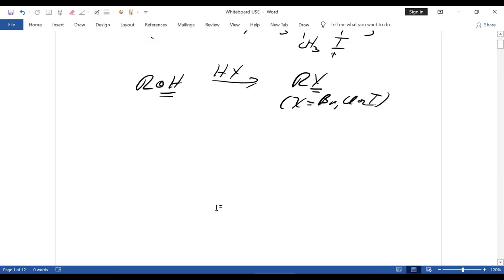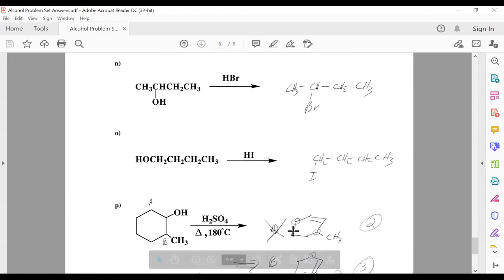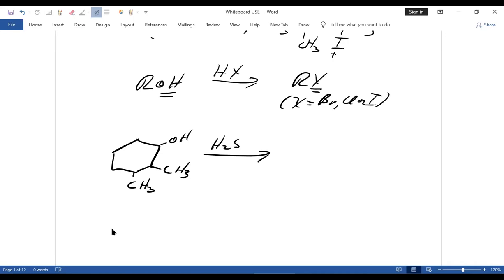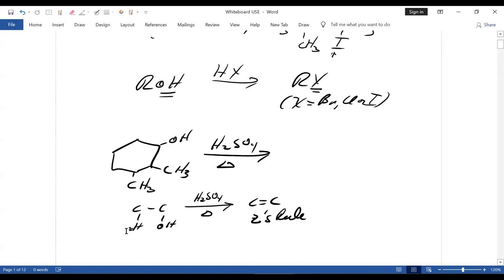Now, one more I'd like to do. Let me just check something. I should say that I'd like you to do. And I'm going to help you out. And why don't you try this one? What would be the product or products for the following reaction? And don't forget, this follows acesyl.